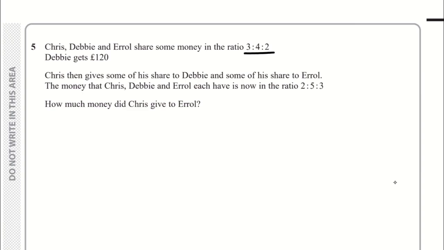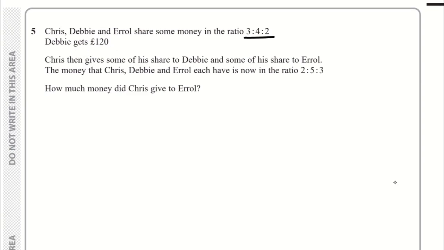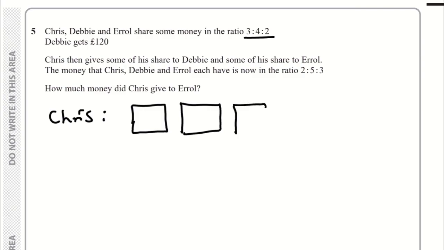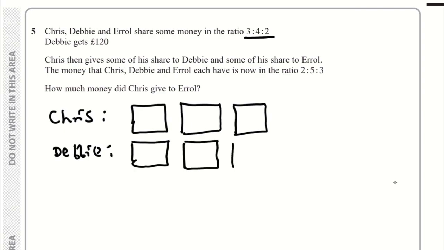So I want us to get the amount that Chris, Debbie, and Errol had initially. We're told that Debbie gets £120. So what I'm going to do here is try to get the amount each of them got, both Chris and Errol. So let's start. For Chris, the ratio is 3. So I'll draw 3 boxes. This is one way of getting your answer. Chris had a ratio of 3. Then for Debbie, we're going to give Debbie 4 boxes because we have a ratio of 4 for Debbie.